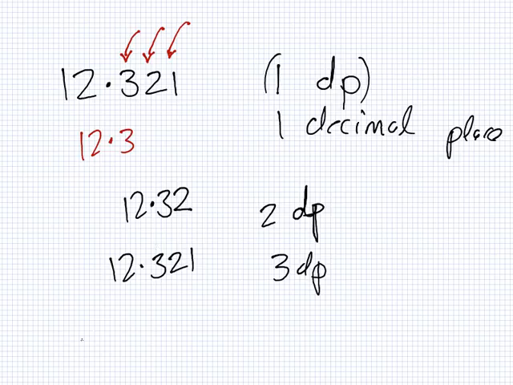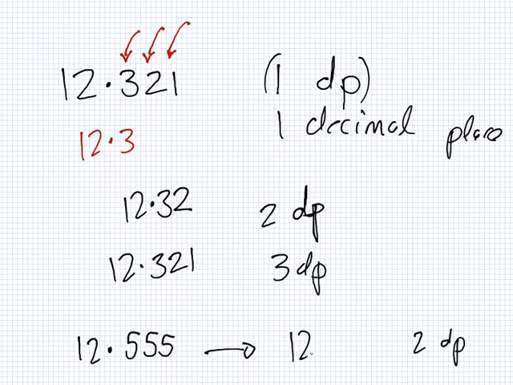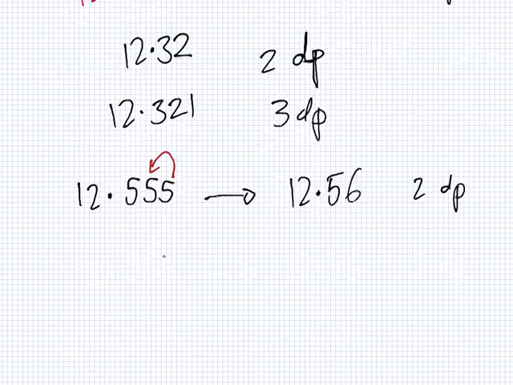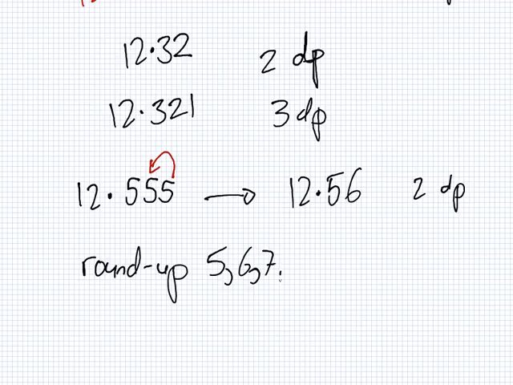Yeah, so for example, 12.555. What would this be for 2 decimal places? 12.56. Because this 5 rounds that one up. Sorry, I don't know if you know the vocabulary, but round up happens for 5, 6, 7, 8, and 9. It makes it go up. And then, of course, round down happens for 0 to 4.